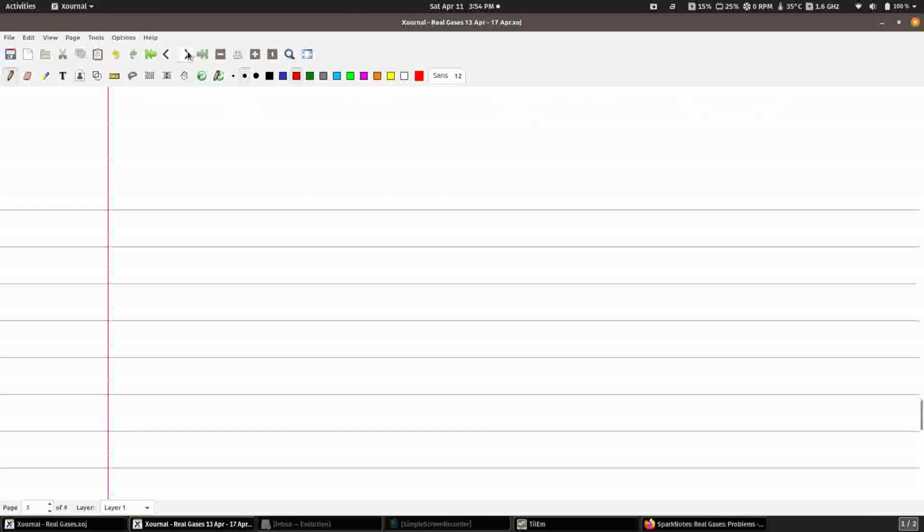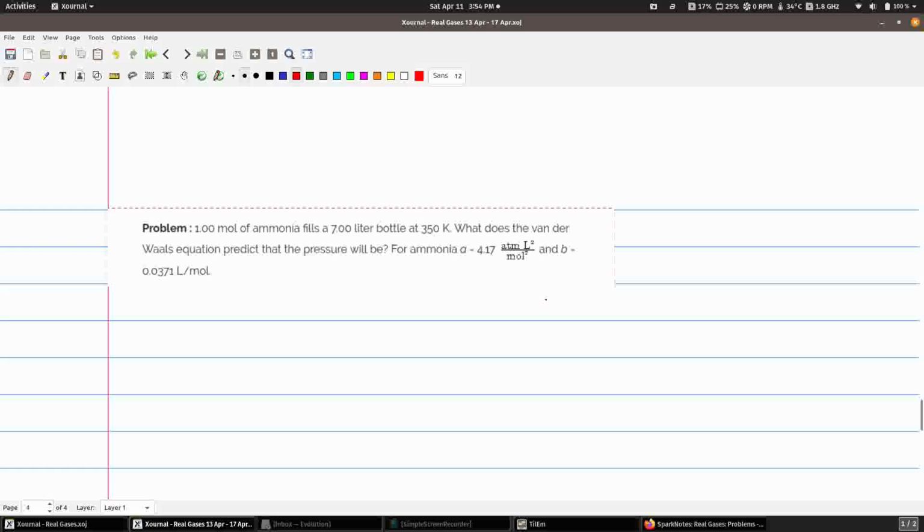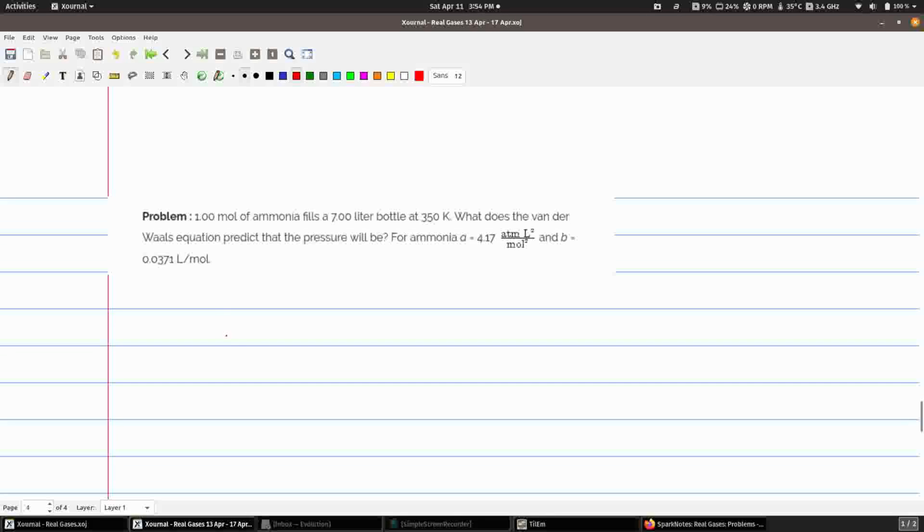Alright, so we're going to go to a new page. Alright, so the problem says 1 mole of ammonia fills a 7-liter bottle at 350 kelvins. What does the van der Waals equation predict that the pressure will be for the ammonia? So I'm going to show you a different way of doing this. So we have N equals 1 mole, V equals 7 liters, and T equals 350 kelvins.